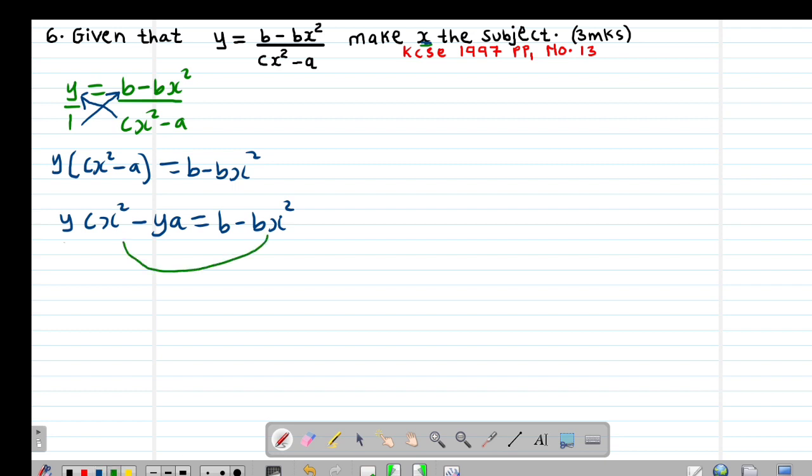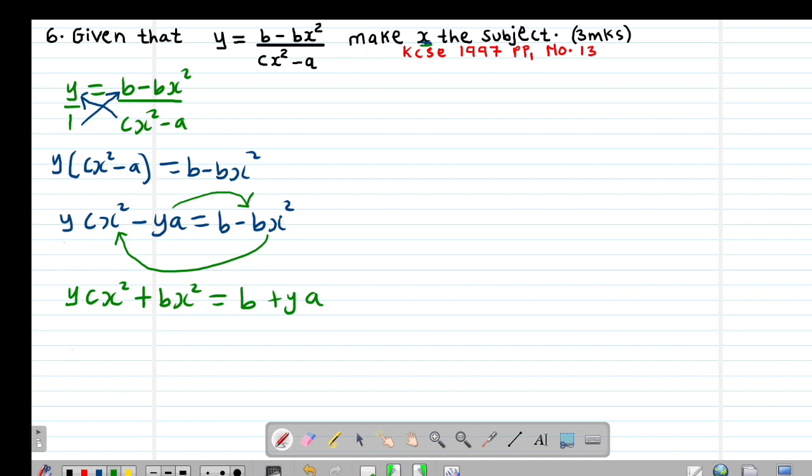So to achieve that, I'll take this term to the other side. Then of course, this one should come to the other side since it does not have x. So I'm going to have ycx squared. If this one crosses the equal sign, it will be a positive bx squared. Then on the right hand side, I'm still having b, then of course plus ya.